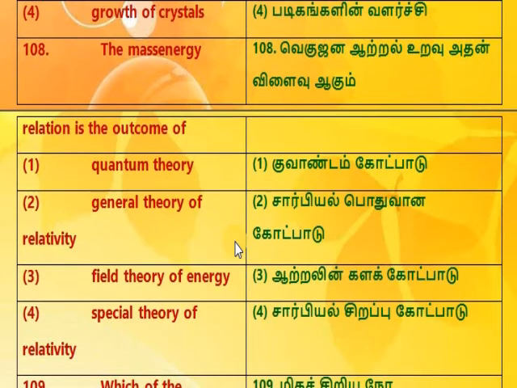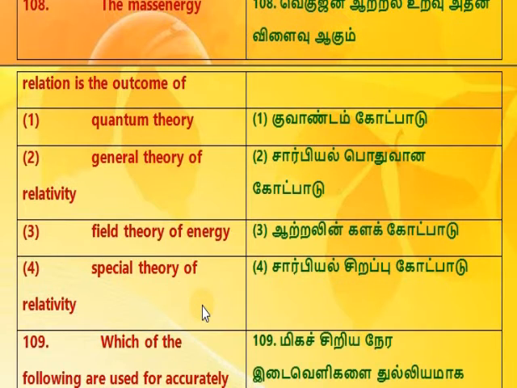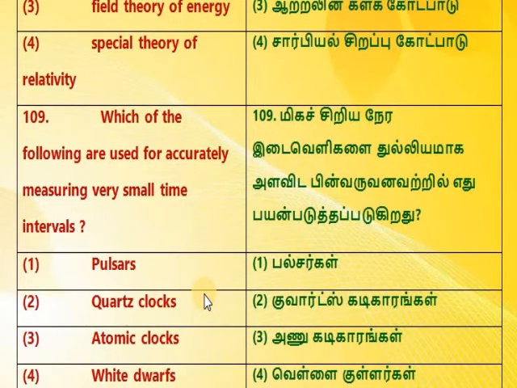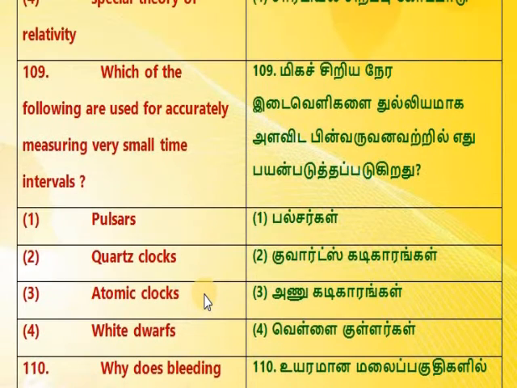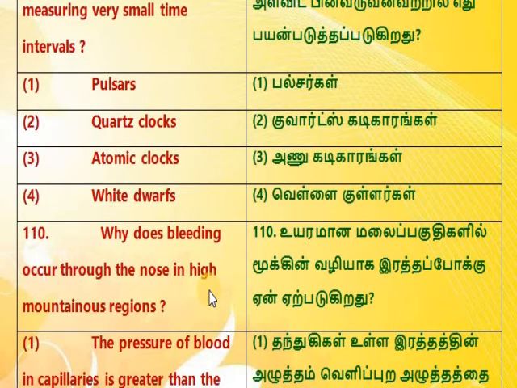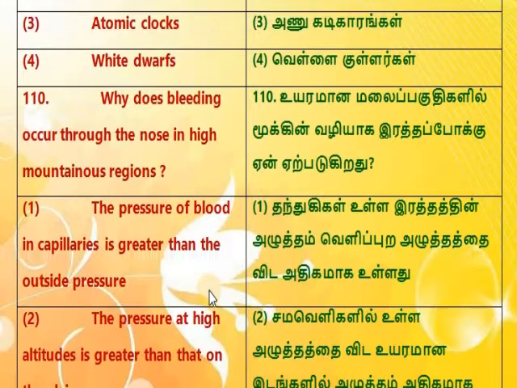108. The mass-energy relation is the outcome of 1. Quantum theory, 2. General theory of relativity, 3. Field theory of energy, 4. Special theory of relativity. 109. Which of the following are used for accurately measuring very small time intervals? 1. Pulsars, 2. Quartz clocks, 3. Atomic clocks, 4. White dwarfs.